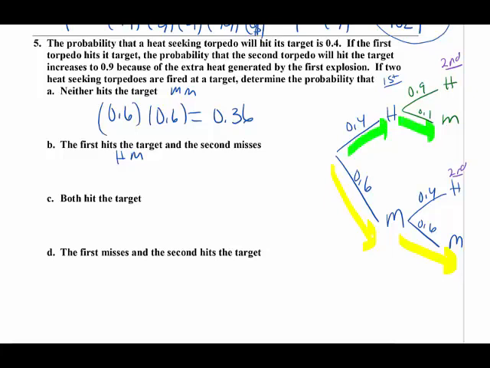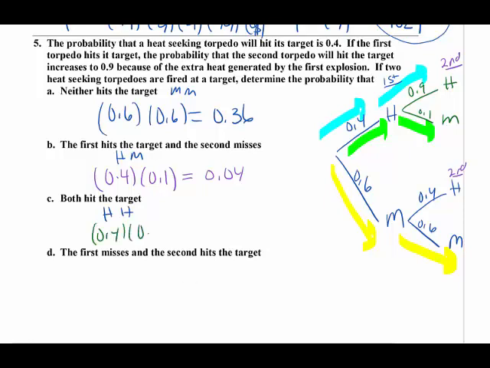So in this case, we have 0.4 probability of first hitting it. Once we've hit it, we get a better probability of hitting it, but we have a 0.1 of missing it. Be careful here with your decimals. Really easy to make a mistake. That should be 0.04. Both hit the target, which would be hit and a hit. So this one would be 0.4, and then it increases to 0.9. Multiply these together because we're saying more than one thing happens, which is 0.36.